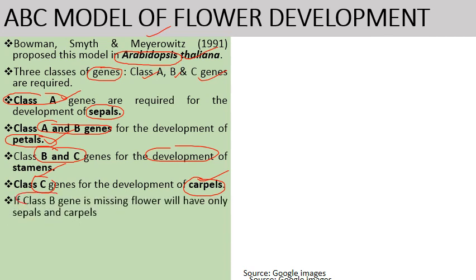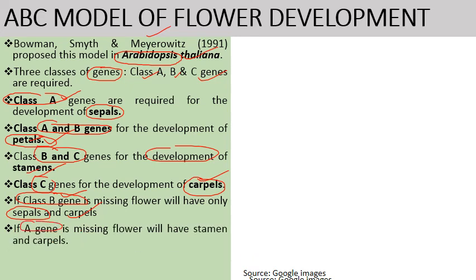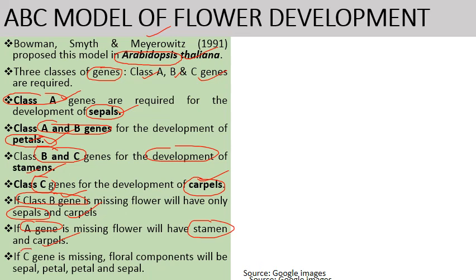If class B gene is missing, then the flower will produce only sepals and carpels. The stamens and petals will both be missing, because the B gene is responsible for formation of petals as well as stamens, along with A and C genes. If A gene is missing, then the flower will have stamens and carpels, because the A gene is responsible for formation of sepals and petals. So the flower will be without petals and sepals. Next, if C gene is missing, then the floral components will be sepals and petals only. Stamens and carpels are absent.